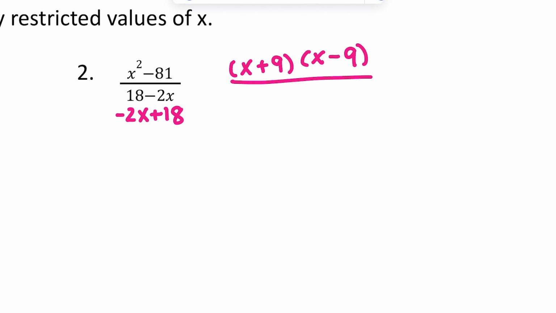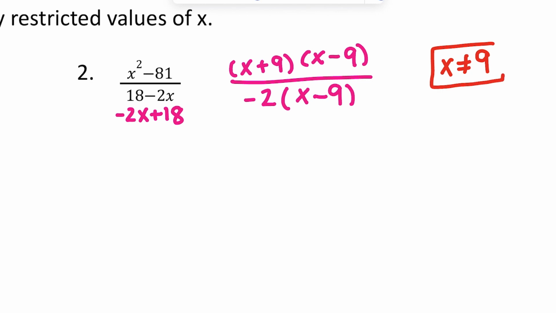And now I'm going to look for a GCF. I'm actually going to pull out a GCF of negative 2. That way I make x positive. When I pull out a GCF of negative 2, I'm left with x minus 9. Next thing I'm going to do is list the excluded values. So I have x minus 9. That's going to give me an excluded value of x cannot equal positive 9. You can always solve it for yourself if you need to. And then those will cancel. I'm left with x plus 9 over negative 2.